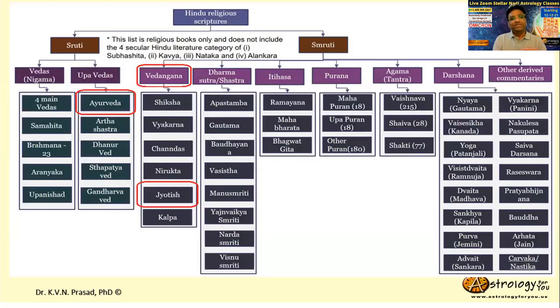This is a tree, based on our Hindu religious scriptures. Our scriptures are broadly categorized into 2, Shruti and Smruti. Shruti means it is taught only through voice, with no document.